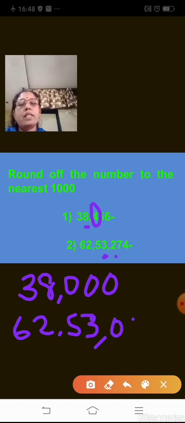53,000, for hundreds, tens and ones place you will put a 0. So this is how you have to round off a number. Just keep the general rule in mind: if a number is followed by 5, 6, 7 or 8, you will add one upwards, and if the number is followed by 0, 1, 2, 3 or 4, you will keep the number as it is.